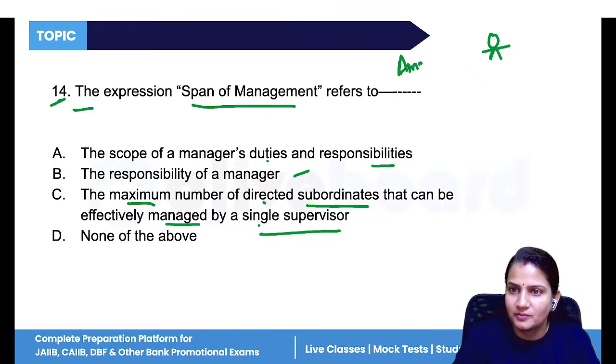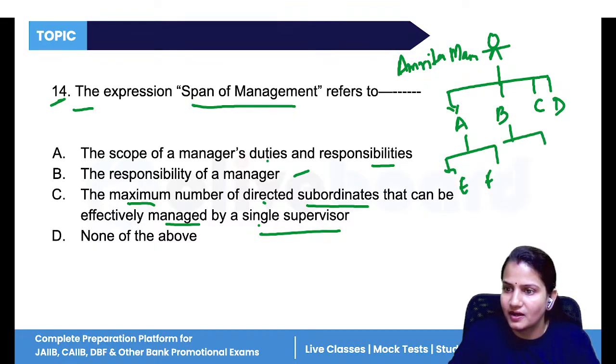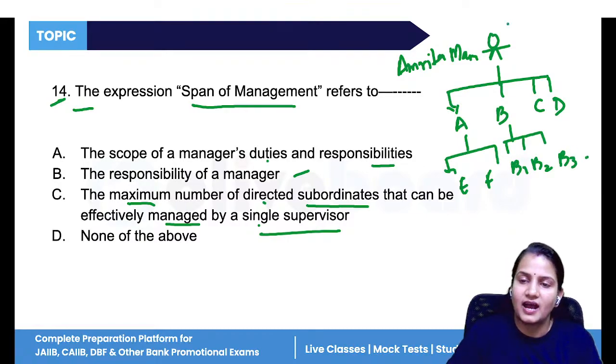Now, under you, four people are working. Let's take it A, B, C, D. Under B, two more people are working, like E, F. Under B, three people are working. Let's take it B1, B2, B3. Now, this entire process is what is known as the span of management.